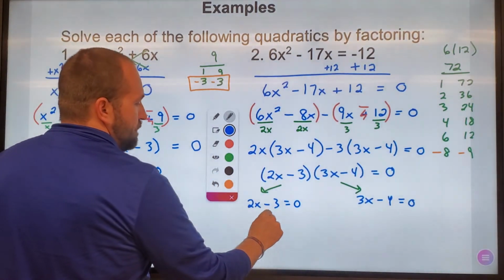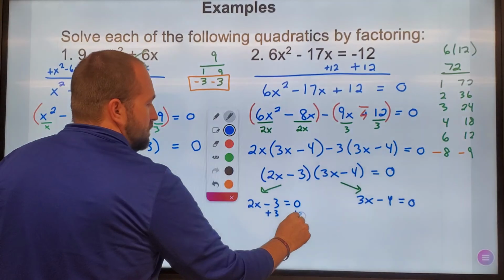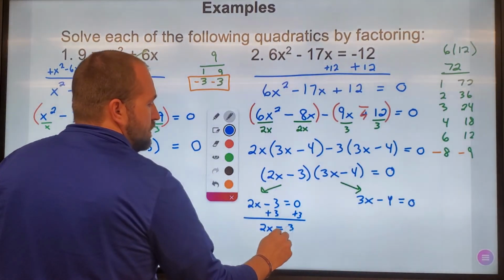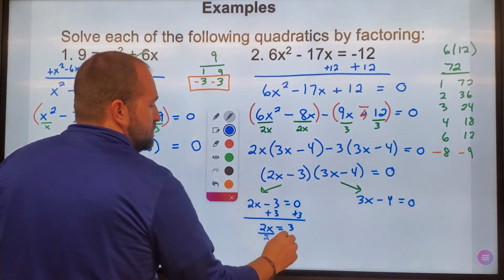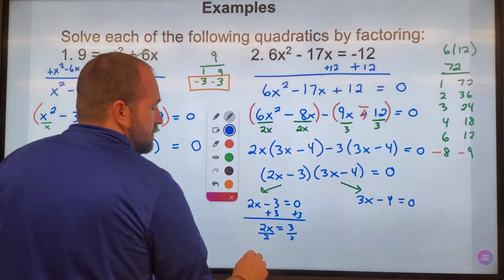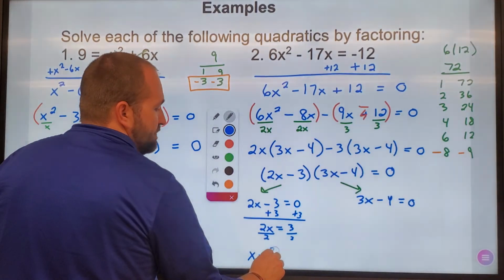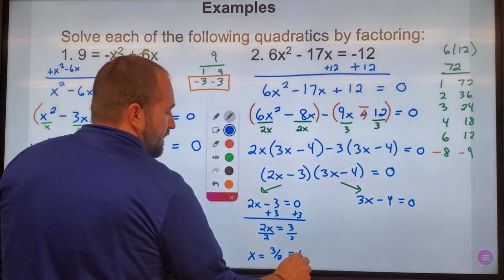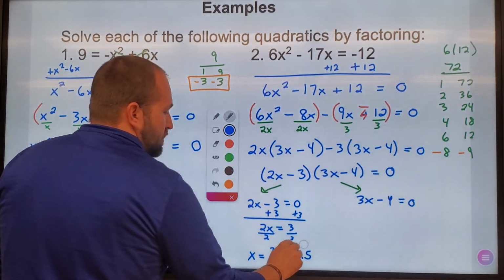So add 3 here. So 2x equals 3. Divide both sides by 2. X equals 3/2 would be my preferred answer. Here though, if you want to put 1.5, that's also okay.